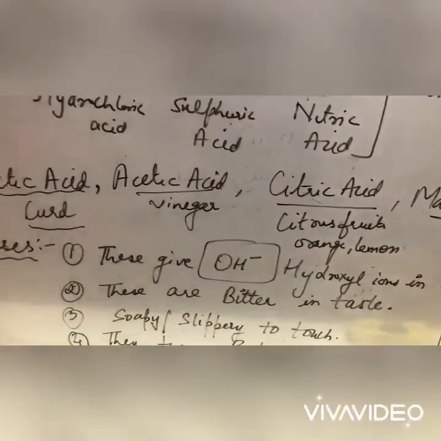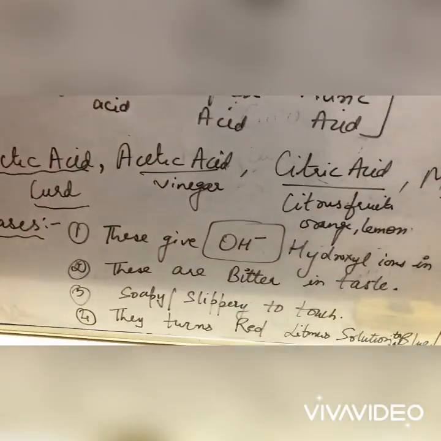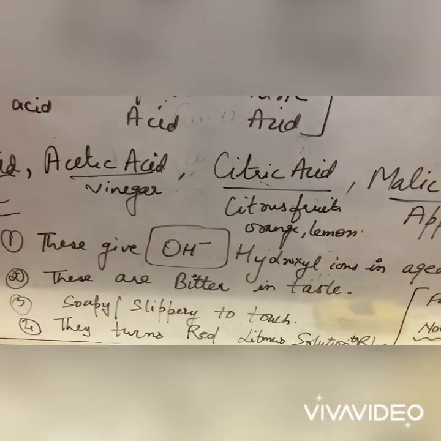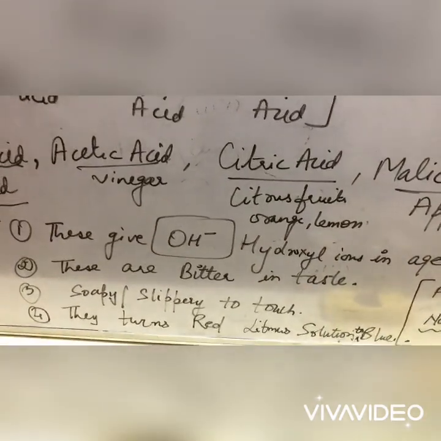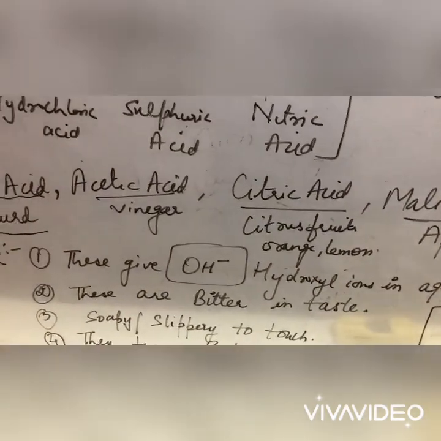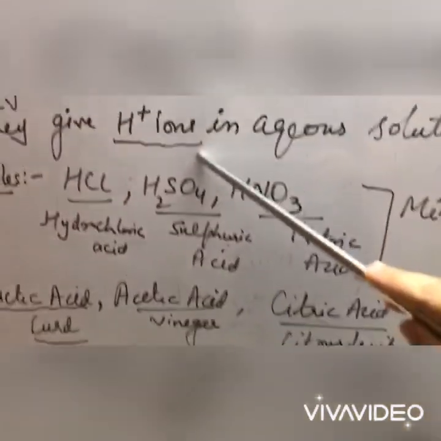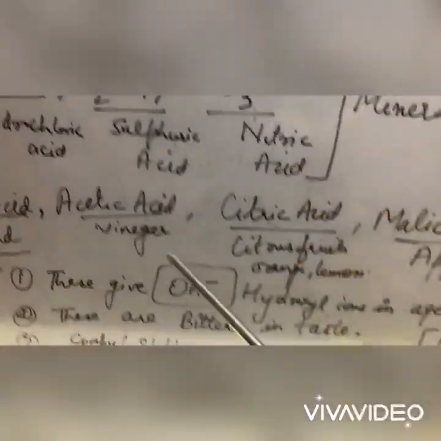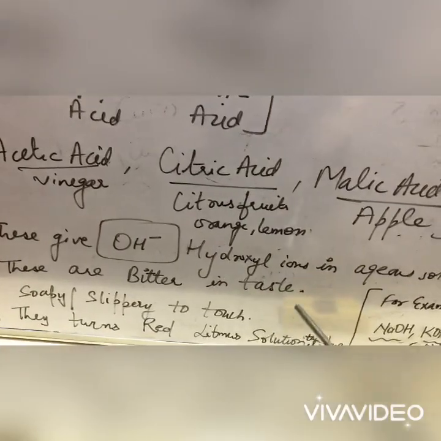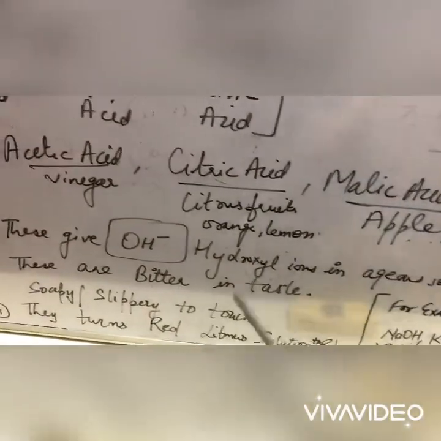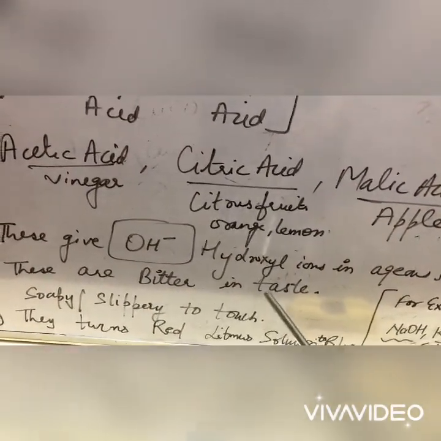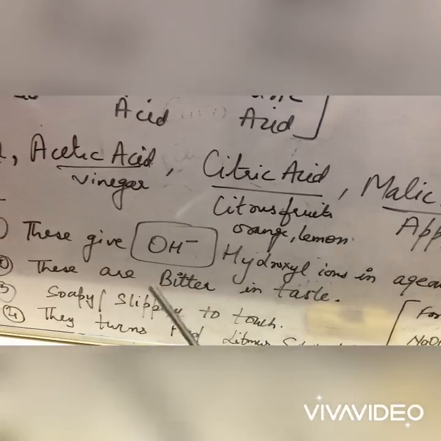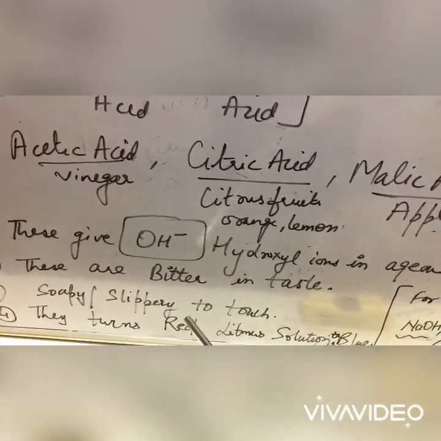And the next is bases. What are bases? Bases give OH negative ions, that means they give hydroxyl ions. And whereas the acids give which type of ion in the aqueous solution? They give H positive ions. Bases give hydroxyl ions in the aqueous solution. What is their taste? They are bitter in taste, very bitter in taste. They are soapy and slippery to touch.